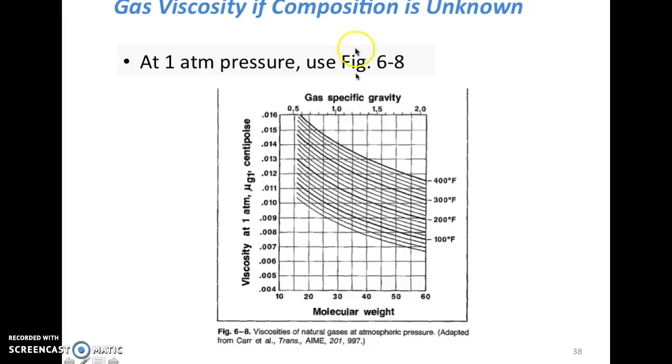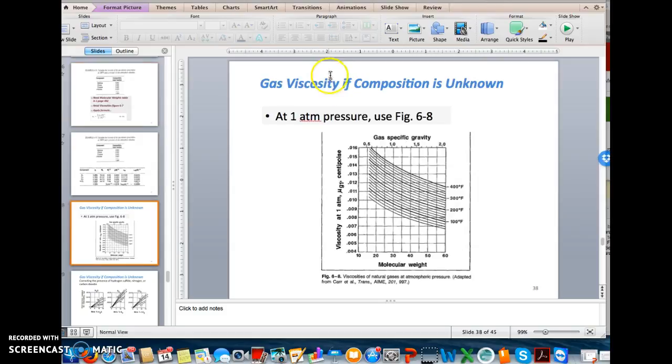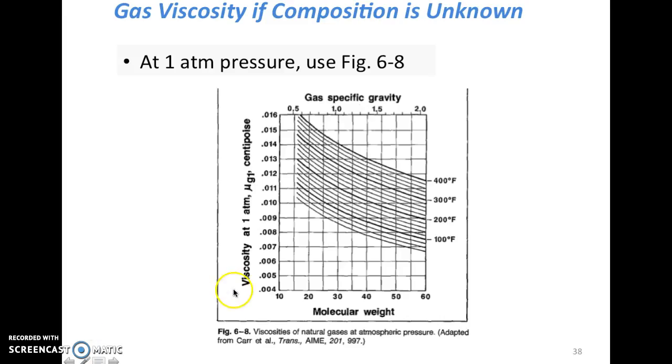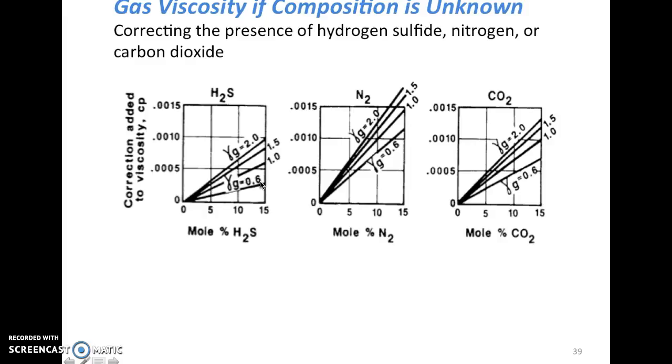So what happens if the composition is unknown? If the composition is unknown, we have another correlation. For atmospheric pressure, we use figure 6.8, which, based on the molecular weight of the gas, could give the viscosity at 1 atmosphere. So it's straightforward: from the molecular weight or gas specific gravity, we calculate the viscosity.